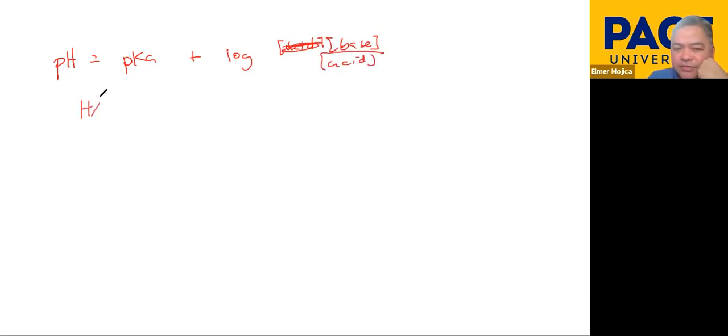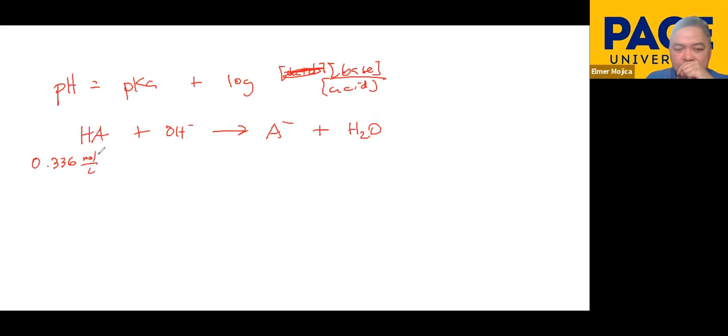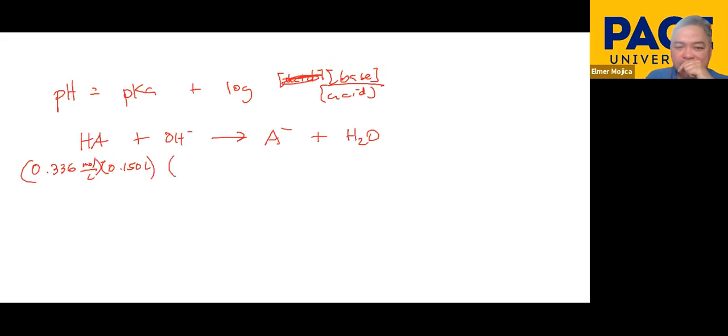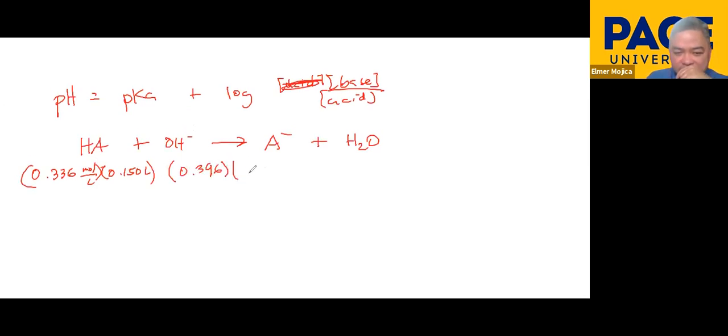So if you're going to look at it, you have the weak acid and then you add a hydroxide, you're going to produce the conjugate base and H2O. So the way that you're going to look at this, you determine the moles of your acid. So 0.336 times 0.150 liters. So that means, okay, you have this value here of your hydroxide, which is 0.396. So you need to get the corresponding volume there.